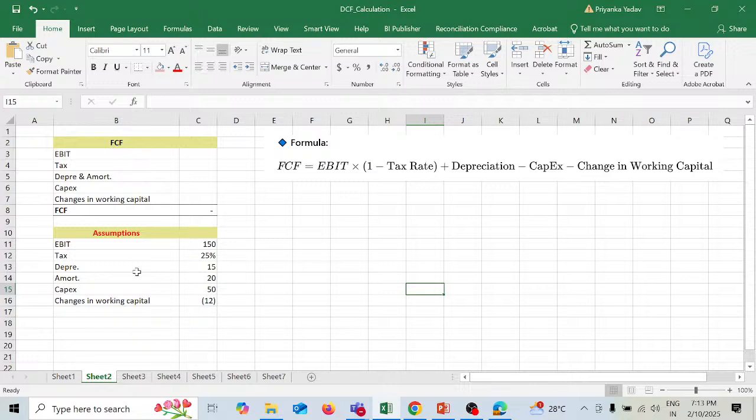For this calculation, I have made certain assumptions. So here I have got EBIT, which is 150, tax rate is 25%, depreciation is 15, amortization is 20. See, if you are having depreciation amortization as percentage, then you have to have the tangible and intangible asset value also. So due to time constraint, I am straight away taking the depreciation amount. Capex is 50, and changes in working capital, that is there is decrease of 12.